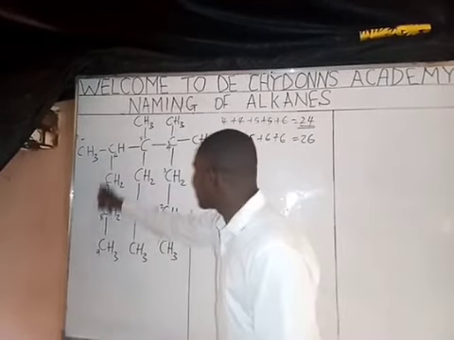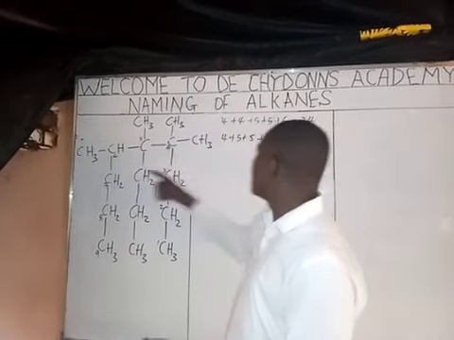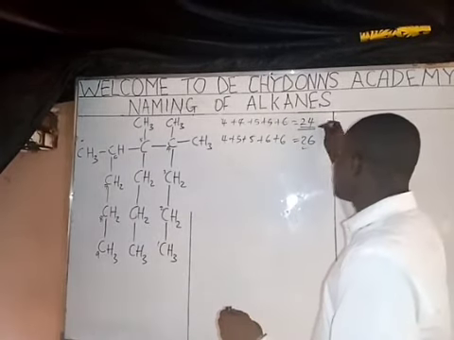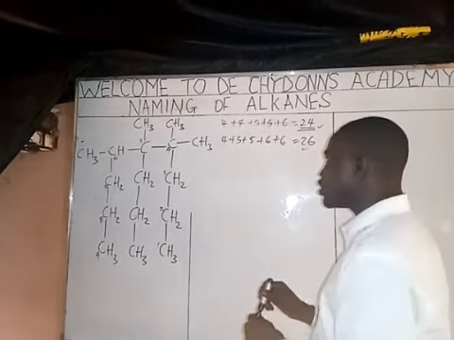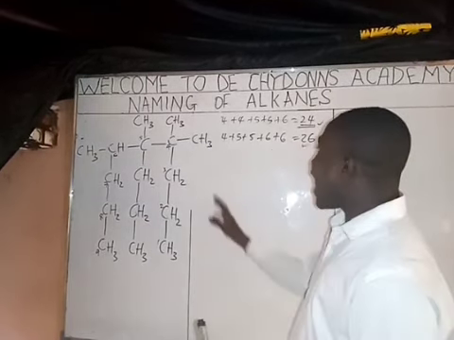But if you number from this side and add up the positions of the substituents you have here, it will give you 26. So we don't need the higher sum. We take the lower sum as the rule tells us. So what do we do now? How do we number? Now, how do we name?